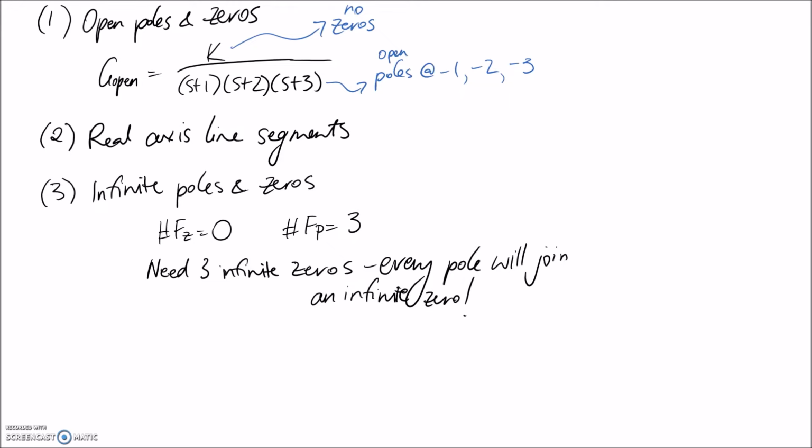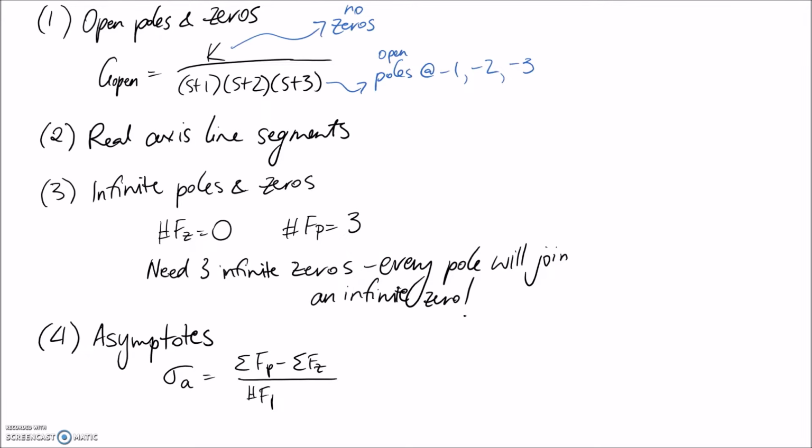Cool. Alright, so we'll come back to that in a moment. So the next thing that we need to look at is our asymptotes. And we have 2 equations that we need to apply. The first one is for where it touches the real axis. So the equation is this.